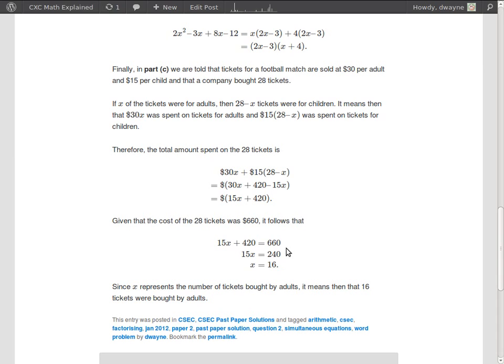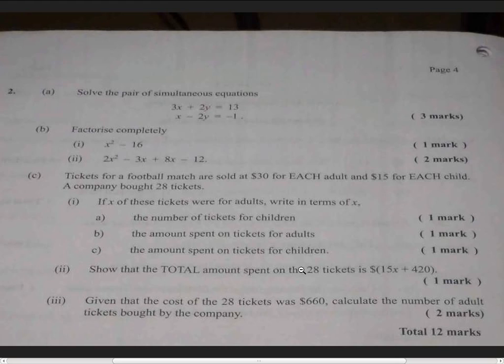So by solving this equation, what do we do? Well, we subtract 420 from both sides, we get 15x, and then you get 240 on this side, and we divide both sides by 15, you will get X on this side and 16 on that side. But remember, X represents the number of tickets bought by adults, and so it means 16 tickets were bought by adults, which is what they wanted to know. They wanted to know how many adult tickets were bought by the company. Well, our answer to that is 16. And that's it for part C.